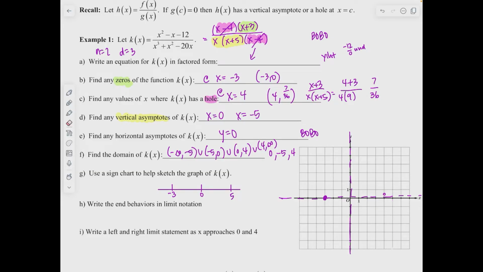So let's fix that. I noticed that it said x equals negative 5, not positive 5. 1, 2, 3, 4, 5. So let's try that again and place this here. And that will change my sign chart ever so slightly.